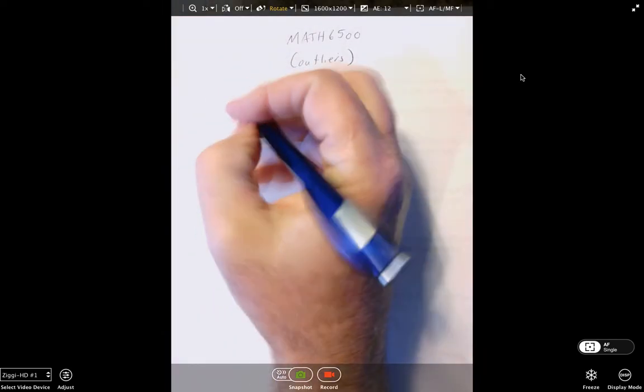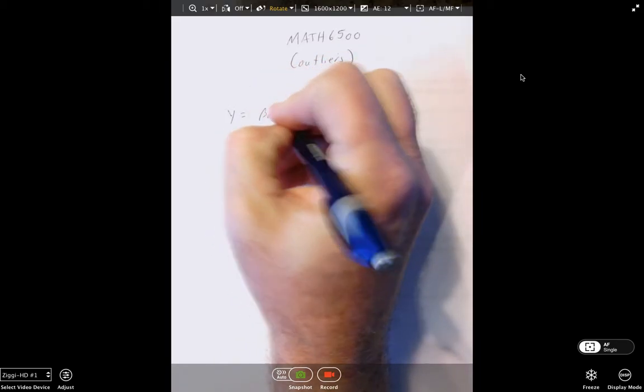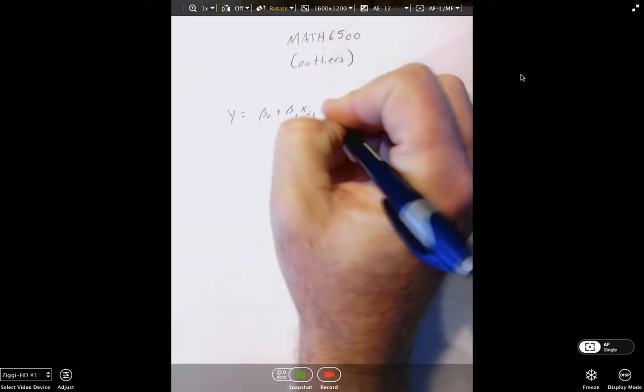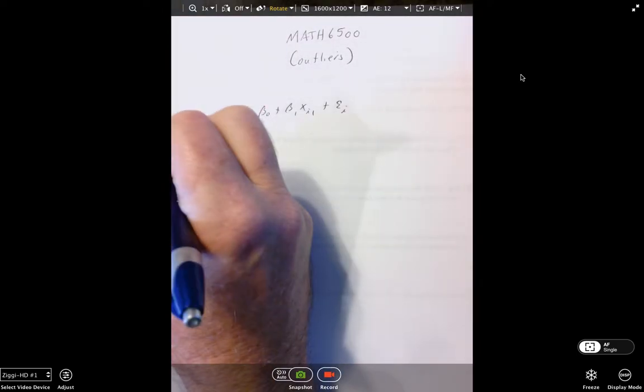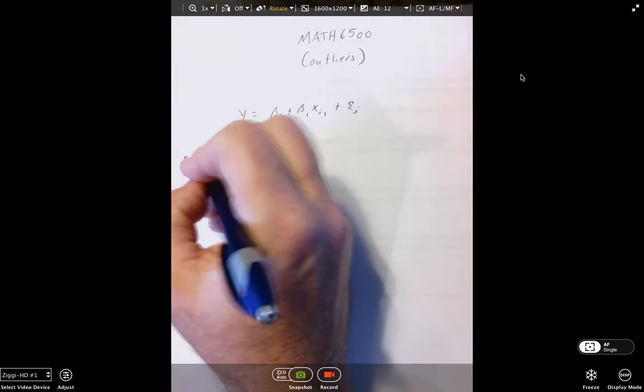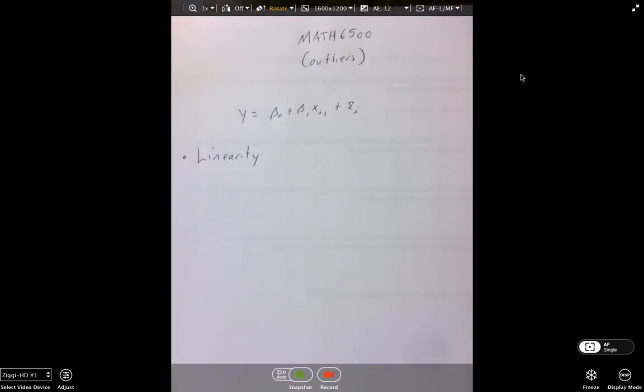And of course, remember our regression model with a one predictor model. It looks like this. Now, I want to get a little bit more specific this time. In this video, I want to look at linearity, and then I also want to show you how to examine outliers. For example, if we have outlier residuals, what do we do?